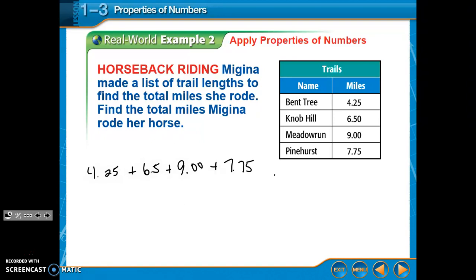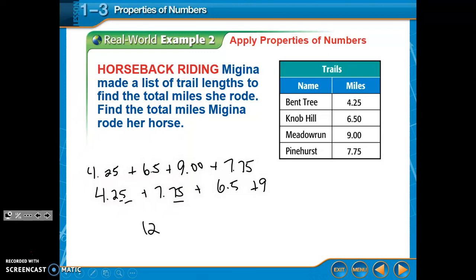Now, if I want to add this, I could do it, but it might be easier to switch some things around. So I can use the commutative property, which is I can change the order of addition and say this is the same thing as 4.25 plus 7.75 plus 6.5 plus 9. So now I have this 0.25 and this 0.75, which make a whole number. So I have 7 and 4, which is 11 plus 1 more.